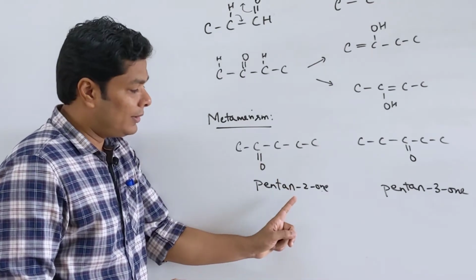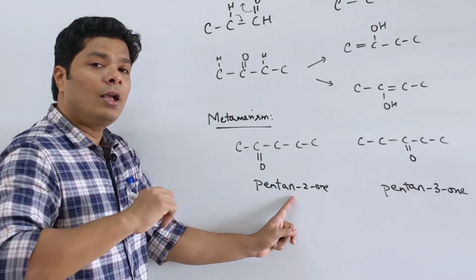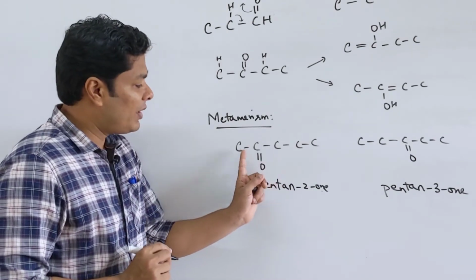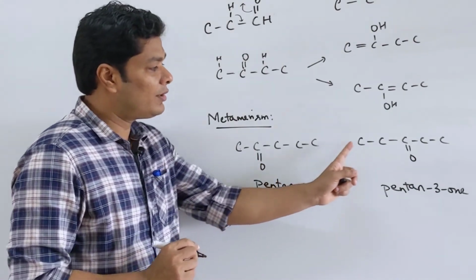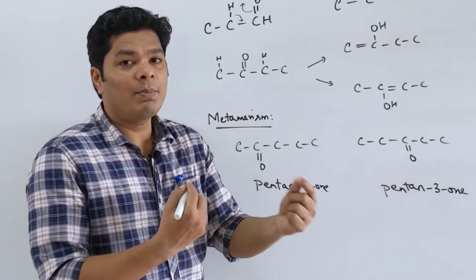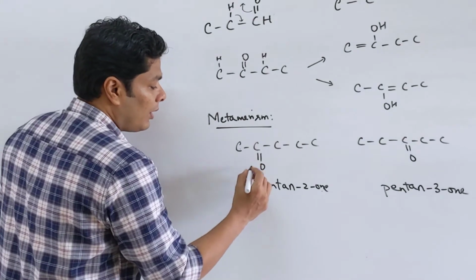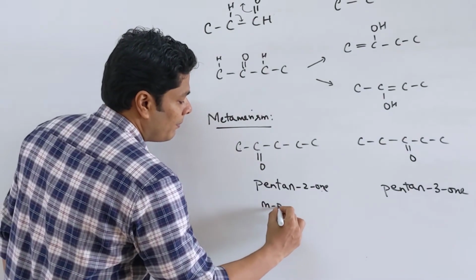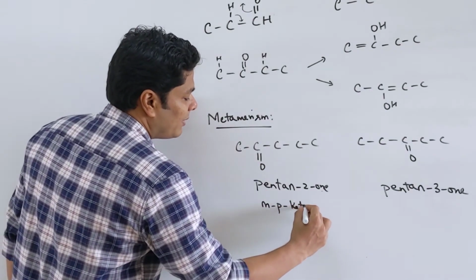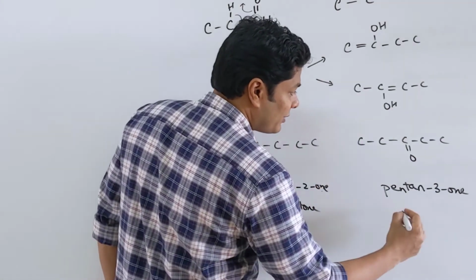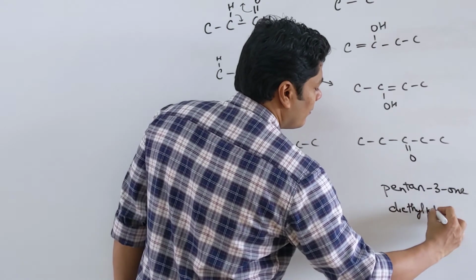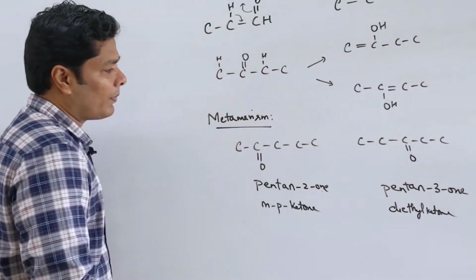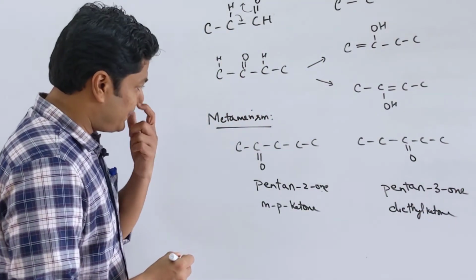ketones and ethers, these are called metamers. The common name will actually tell you the difference. If I were to write the common name of this, it will be methyl propyl, this will be diethyl. So they are completely different. Common name will be methyl propyl ketone. I am just abbreviating it here, not the correct abbreviation. It is going to be diethyl ketone. Right. So these are metamers.